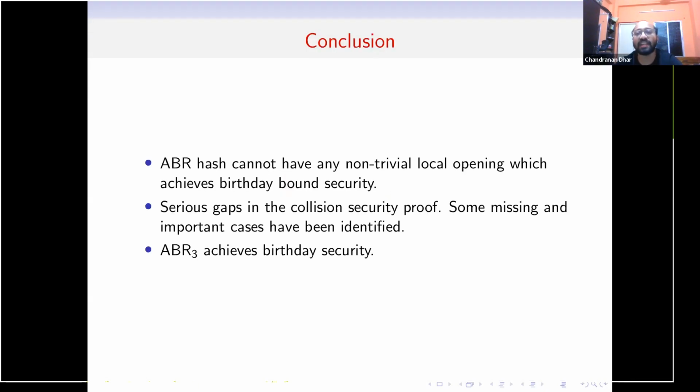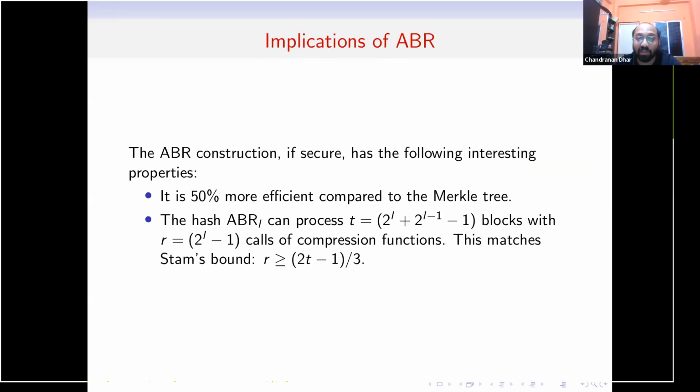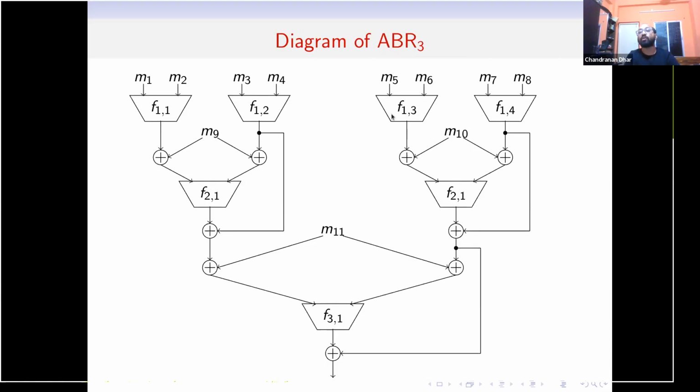is that, for ABR3, if the queries happen layer wise, that is, if we first query at the leaf level, and then this level, and then this level, then this is collision resistant up to the birthday bound. This is what, in a non-compressing setting, Menning and Prenil showed in 2016 for a somewhat similar construction. A similar thing goes through in the case of ABR as well.